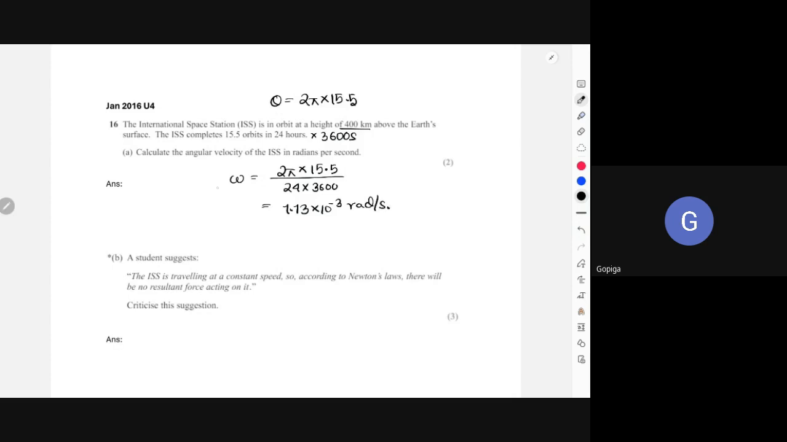I can use three significant figures because it was given as 15.5. The orbits were given in three significant figures, so I can use that in the answer too.